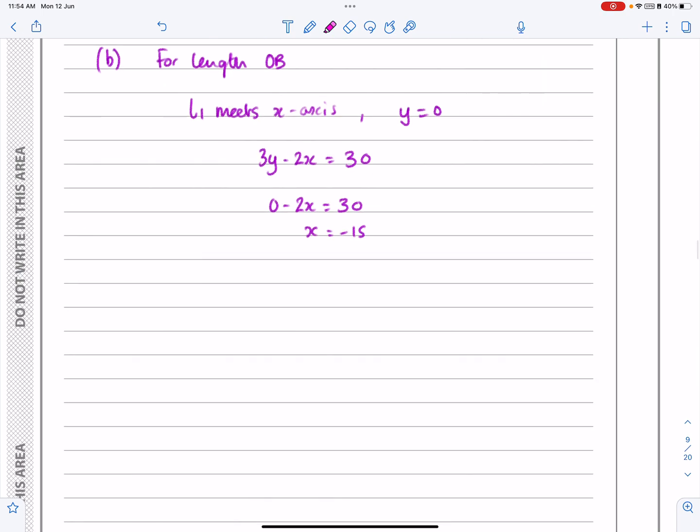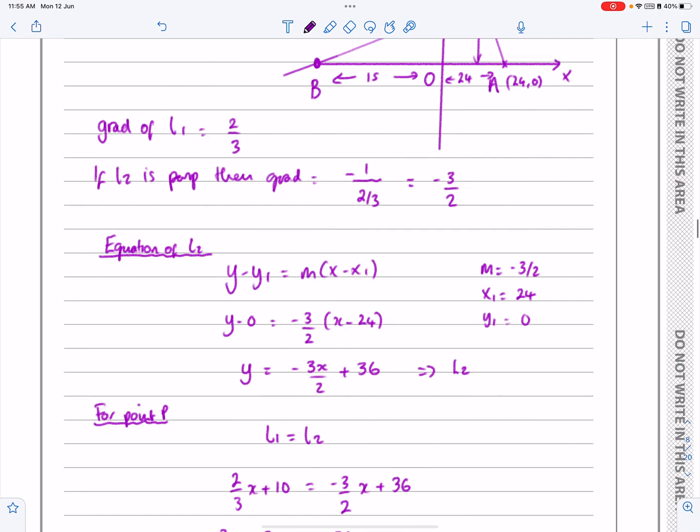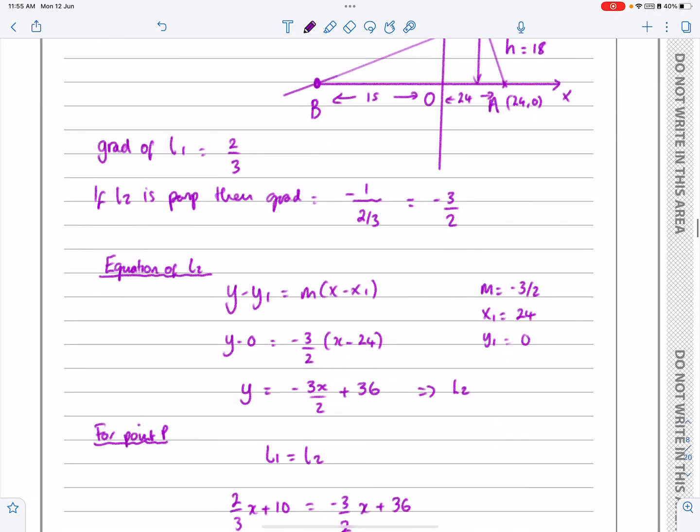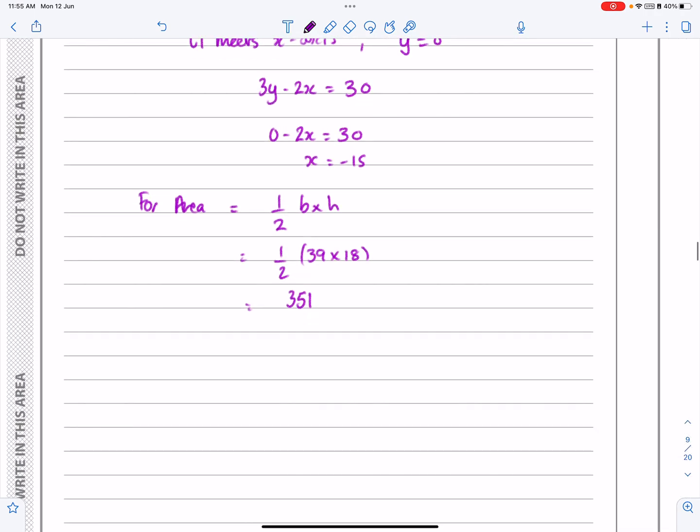So for the area of the triangle, half base times height is going to be a half times 39 times 18, which works out to be 351. Did they say anything about it? No mention of units at all in that. So that's how we do that question.